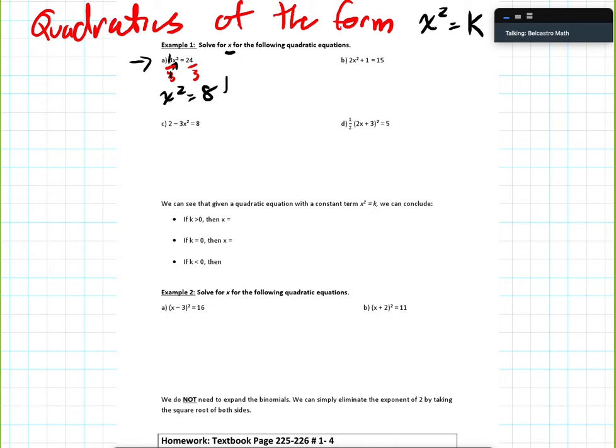And then to isolate for x, we have to find the square roots. So we're looking for the square root of both sides of this equation. We take the square root because that cancels out the power of 2 on the left side. So we get x is equal to the square root of 8, and here we're going to get two values, both a positive and a negative value.